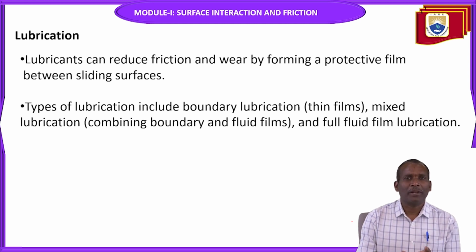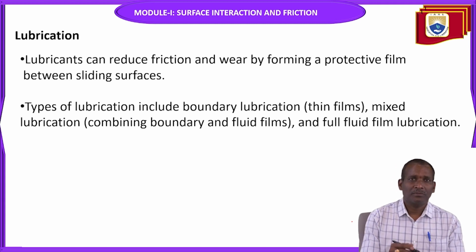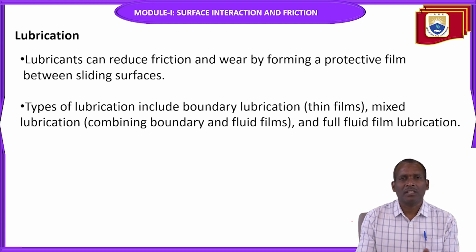You can't eliminate friction permanently, but you can minimize it. Similarly, if lubrication is not present, wear will be high, so automatically the component will fail. Types of lubrication include boundary lubrication, mixed lubrication, and full fluid film lubrication. While discussing the lubrication topic, we will see these lubrication systems elaborately and separately.